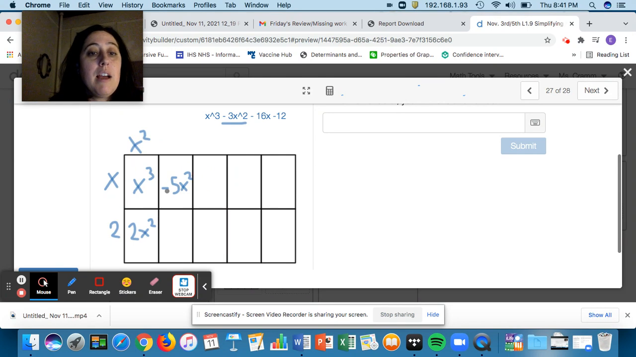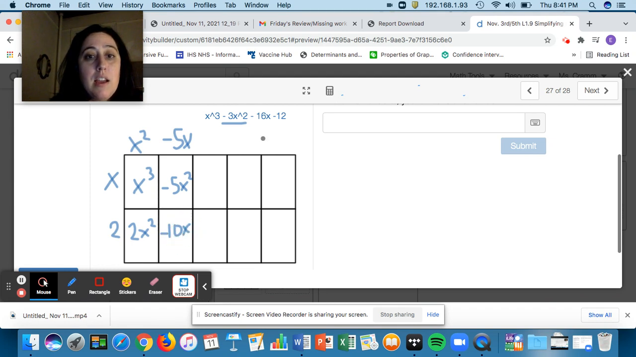Cool. Now, x times negative 5x, right? Because x times x is x squared. So I think that's right. X times negative 5x is negative 5x squared. All right, negative 5x times 2 is negative 10x.